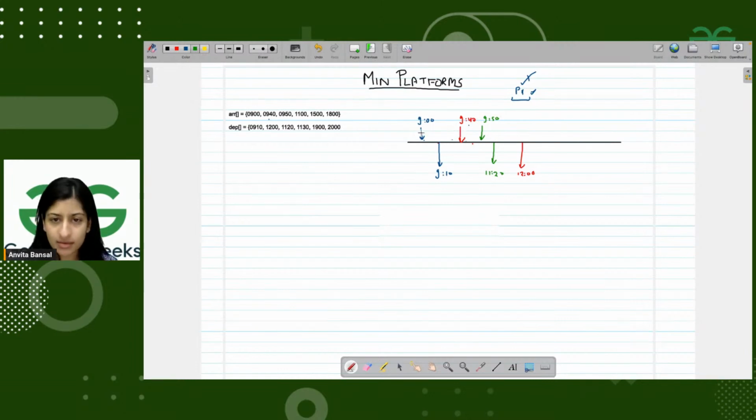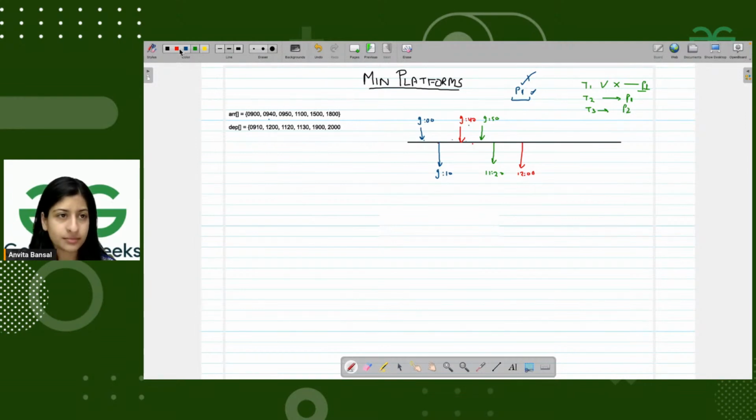Now, do you see one thing? This train 1, T1, comes and goes, so the platform which it uses, it makes available for the next train. The next train T2, which comes at 9:40, let's say it uses P1. And the next train T3 comes at 9:50. When it comes at 9:50, P1 is still occupied, right? Because T2 will go at 12. And T3 has come at 9:50 and will leave at 11:20. So obviously I'll need to allocate some different platform to it, right?